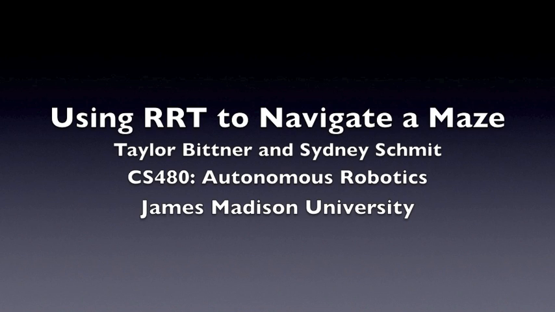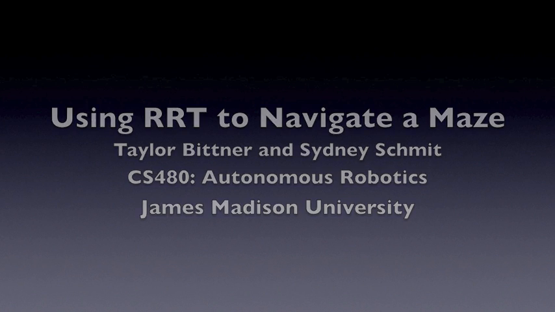Our project uses RRT path planning to find a path for a robot to navigate through a maze. We found this interesting because this works for an arbitrary maze, and even in the same maze, a different path is found every time. This project touches on most of the topics we've covered in this class this semester and combines them to achieve a goal.